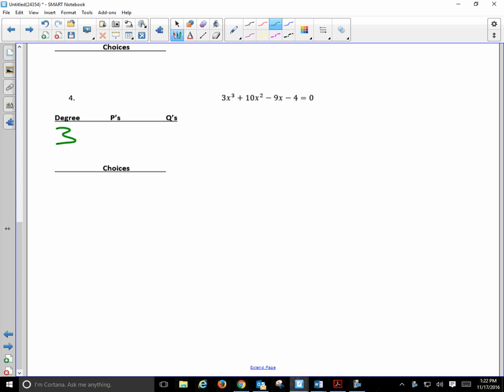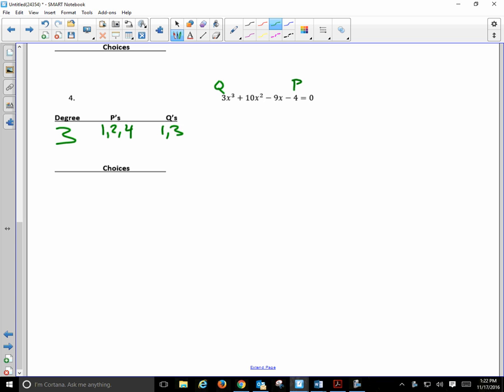So what are the p's? P's are factors of 4, so good. 1, 2, and 4. What are the q's? Those are factors of 3. 1 and 3. At this point, we must list the factors, or the choices.